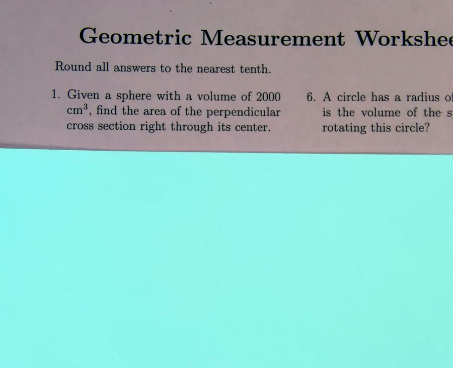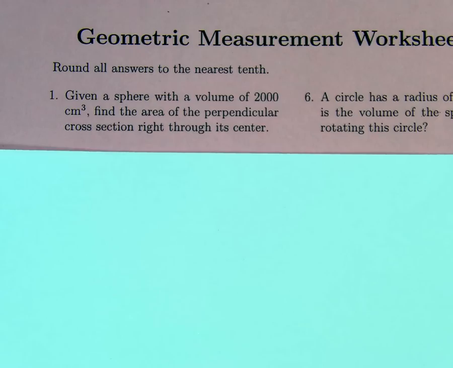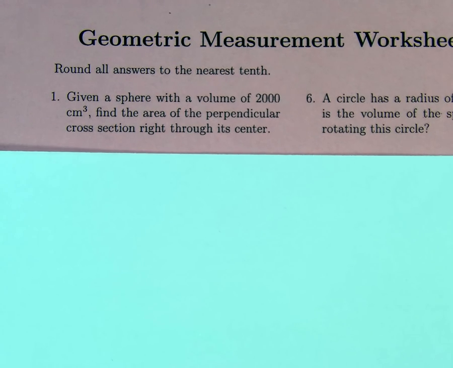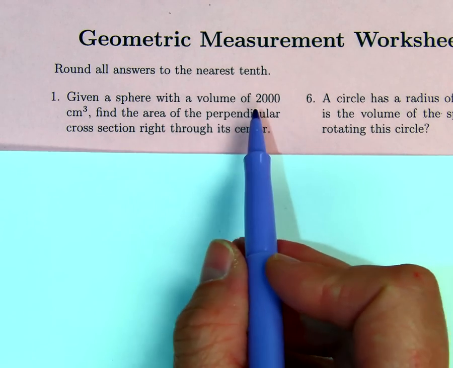So I'm telling you right now that these problems are challenging mainly because of the wording. So you need to be very clear on what you are doing. So given a sphere with a volume of 2,000 centimeters cubed, find the area of the perpendicular cross-section right through its center. So I have a sphere with a volume. So I know that I can pull the radius out of there.